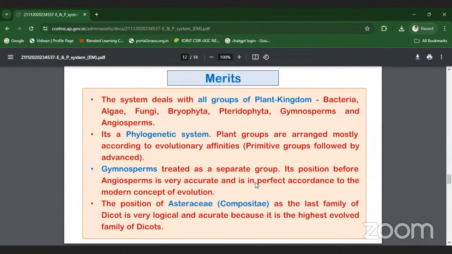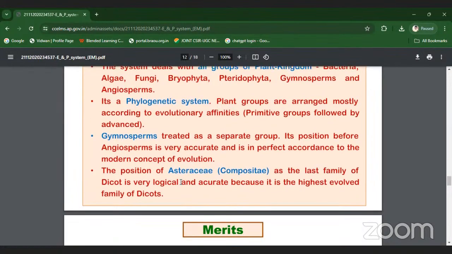If we see the merits, the system deals with the whole group of plants, from the bacteria to the angiosperms. That is the best merit. It is a phylogenetic system. The plant groups are arranged mostly according to evolutionary affinity, primitive groups followed by advanced ones. And as I already told you, Gymnosperms are treated as a separate group, positioned before the angiosperms.